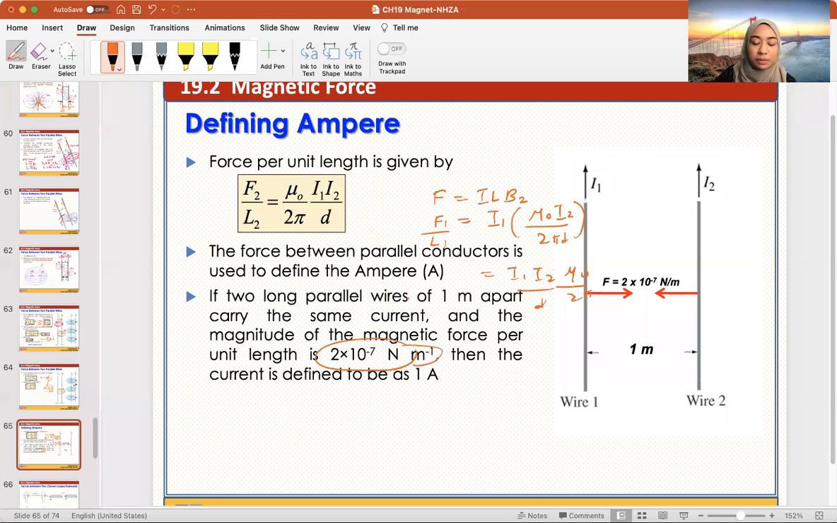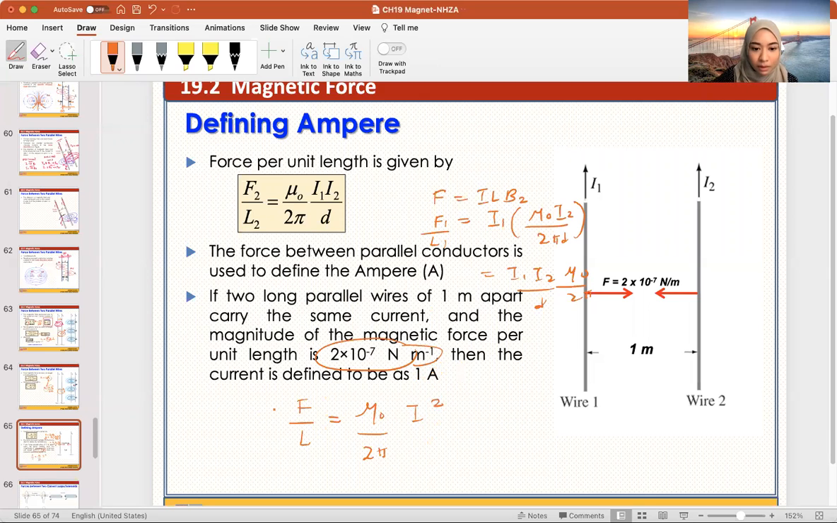Okay, I don't know how to simplify that. Let's see. F over L, the force per unit length, mu naught, 2 pi. This is a constant. Oh no, my battery is about to die. Hold on. Okay, that was close. Mu naught 2 pi. I should be the same, so it's I squared. And the magnitude of magnetic force per unit length is, then the current is defined as 1 A.